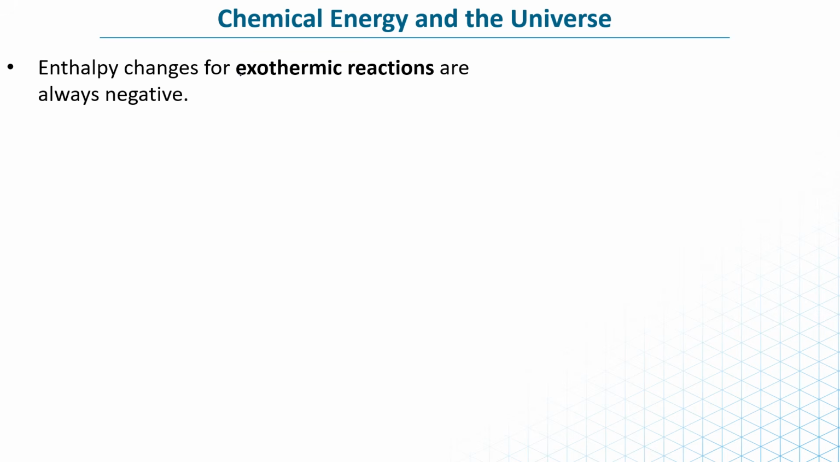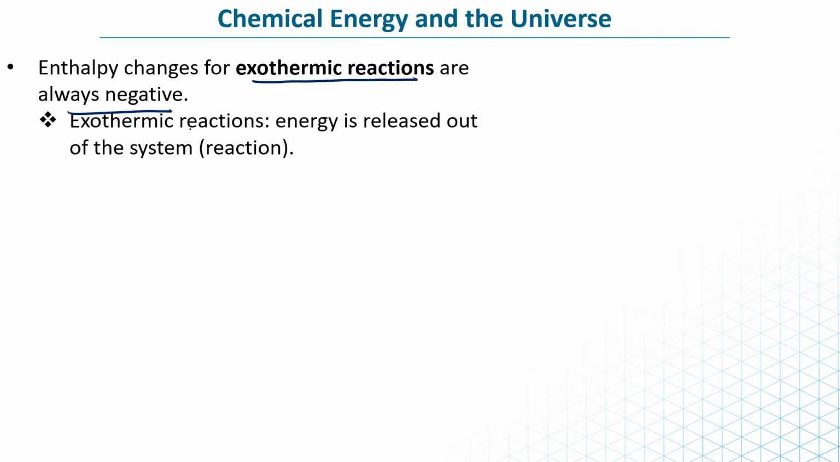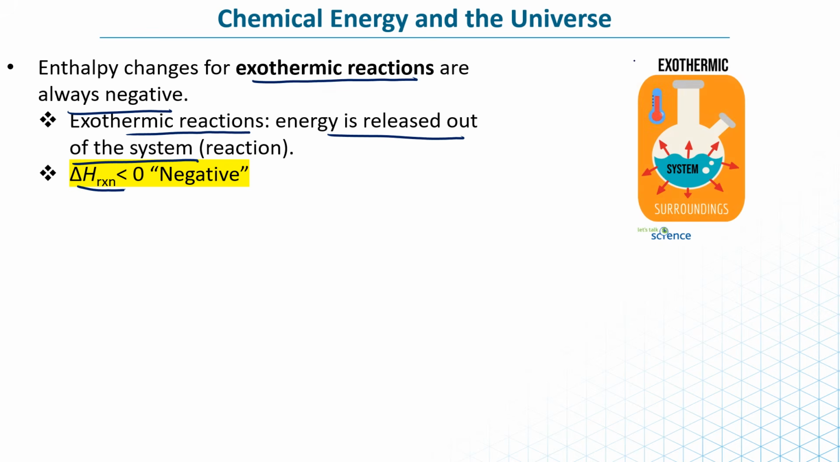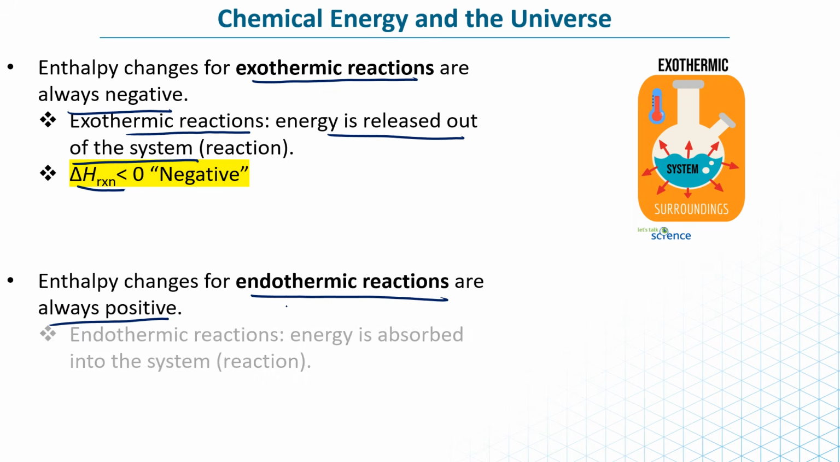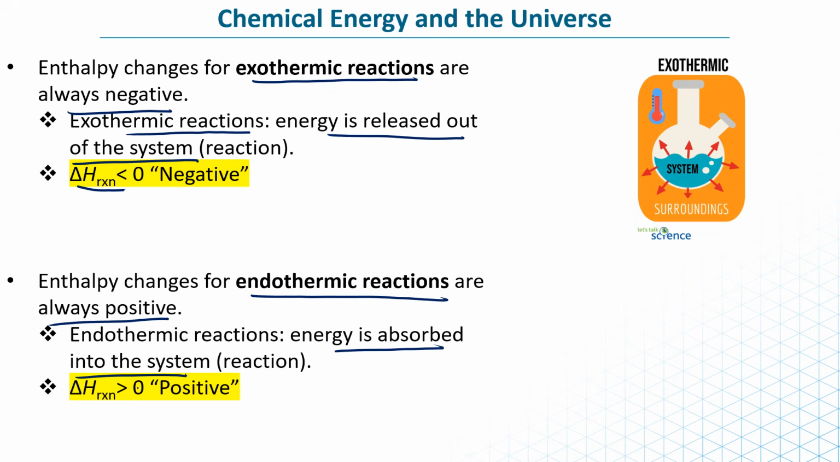So enthalpy changes for exothermic reactions are always negative. In an exothermic reaction, energy is released out of the system, so you lose energy. So the delta H reaction is negative. This is what we saw in the previous slide. Now, enthalpy change for endothermic reactions are always positive. Why is that? Because the energy is absorbed, it means the delta H is going to be positive.